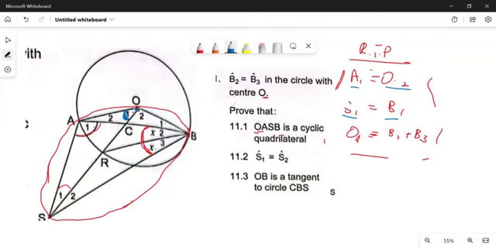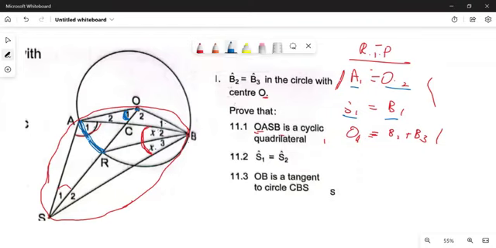They're subtended by? AR. So they're subtended by this chord AR, this arc AR. Okay. Now let's check here. Is there any other angle which is subtended by AR? So this one here is at the center. Is there any other angle subtended by AR? B2. Just B2. Yes.